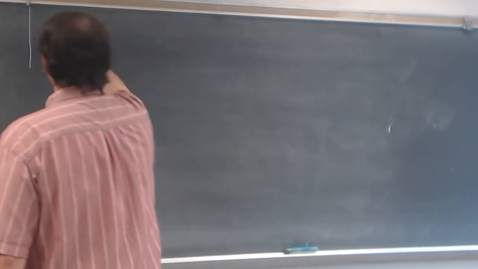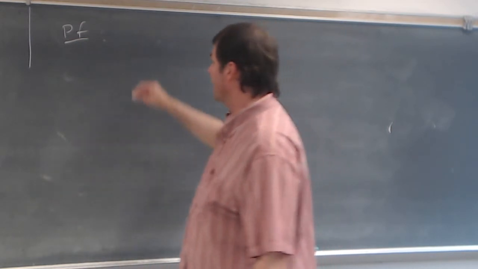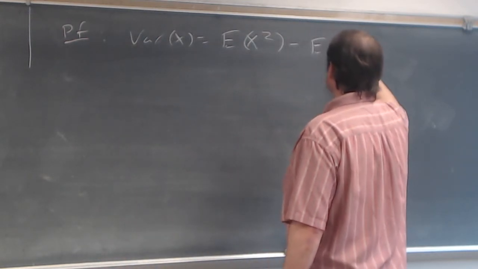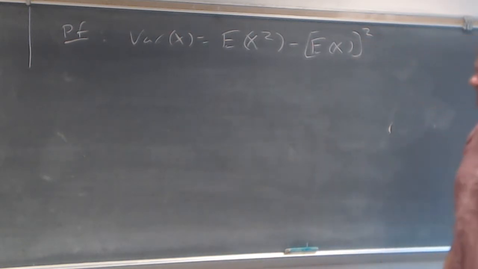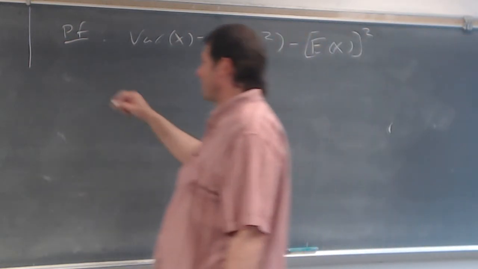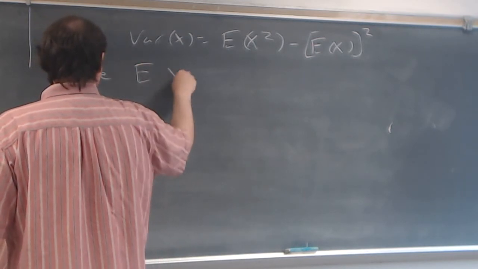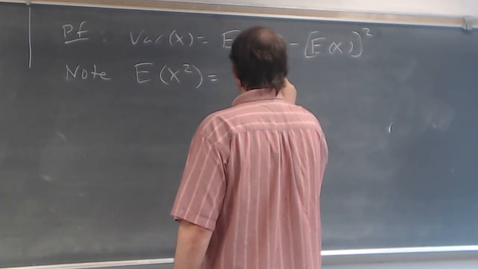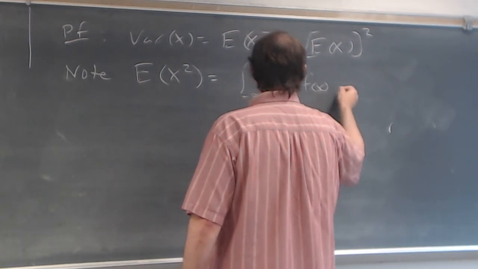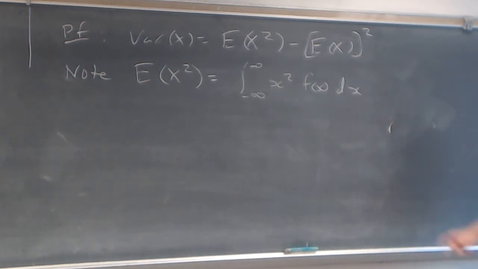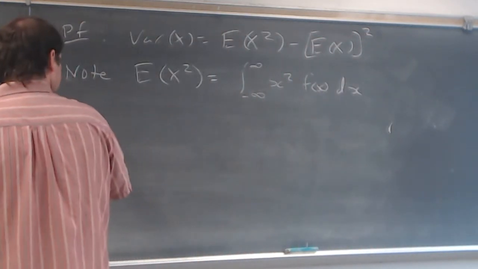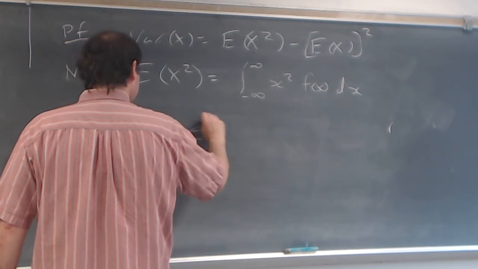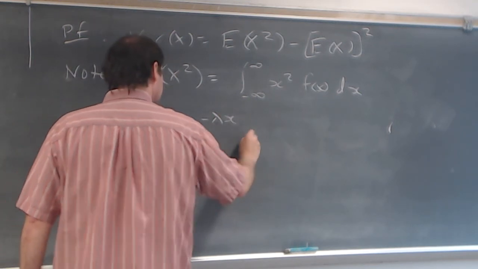Okay, to prove this, let's remember we had a formula for the variance of x: the variance of x is equal to the expected value of x squared minus the expected value of x, squared. We have already got the expected value of x as 1 over lambda. But we need to know what the expected value of x squared is. So let's work on that. It's equal to the integral from minus infinity to infinity of x squared f of x, which is the PDF of x, dx. Remember, this is 0 when x is less than 0, so this ends up being an integral from 0 to infinity of x squared times lambda e to the minus lambda x dx.